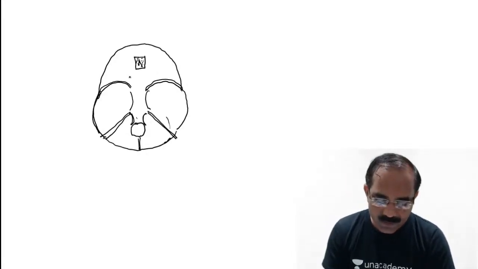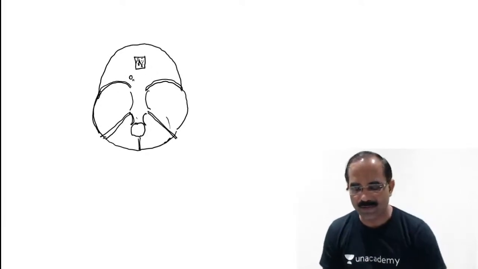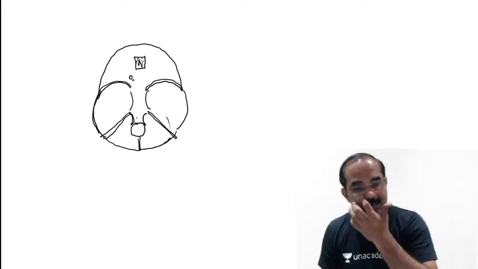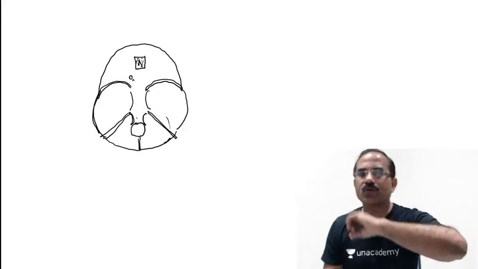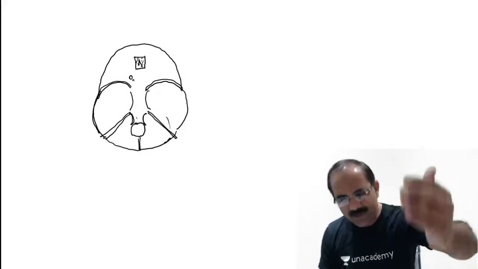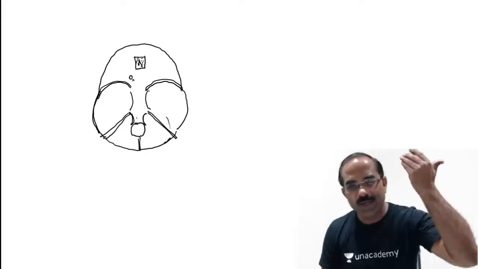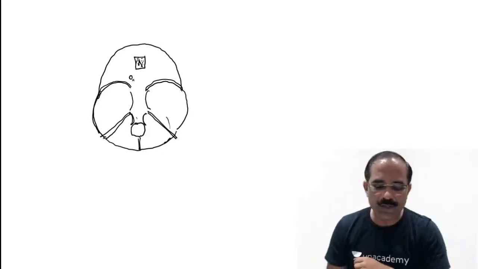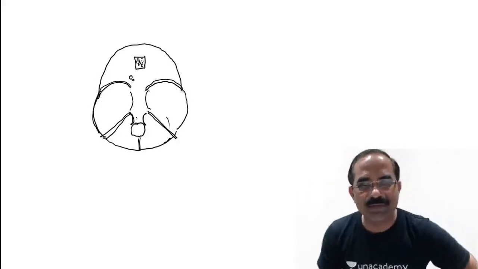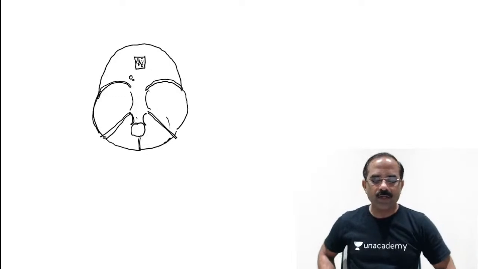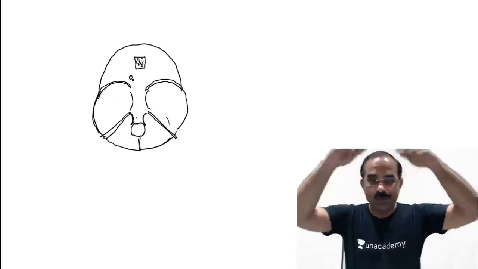Right. What is this foramen? Can anyone guess? I'm drawing only on one side, students. This is the optic canal. And what passes through the optic canal? What comes in through the optic canal? Can anyone tell me? The optic nerve. And what gets out from the optic canal? Anyone? The optic nerve comes in. And what gets out through this optic canal?